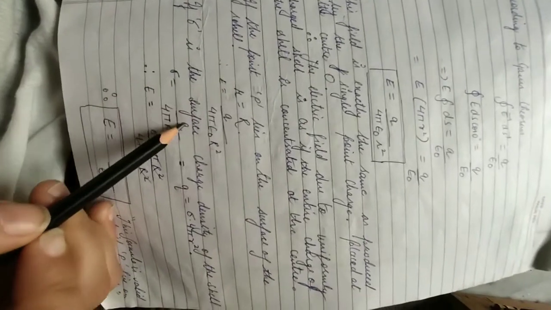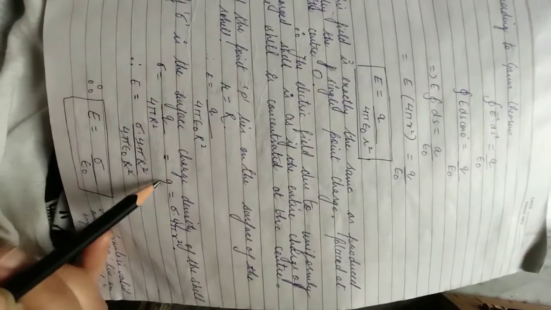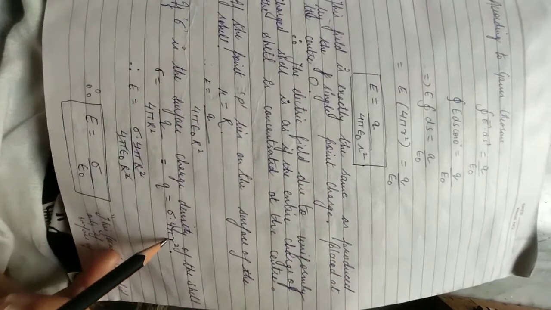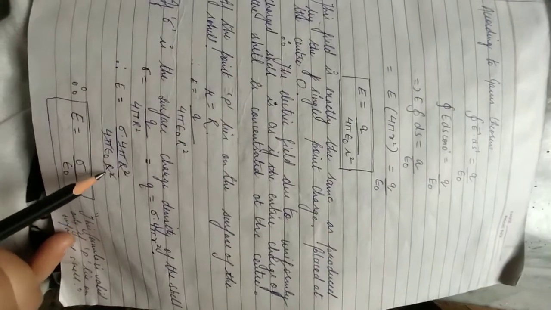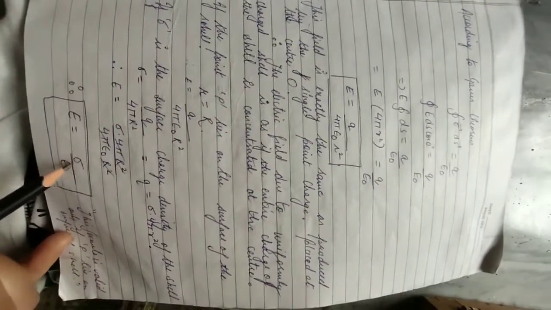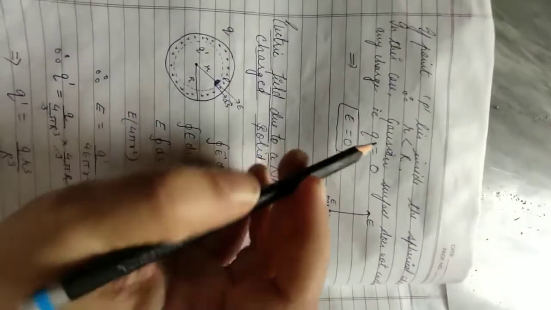We know that sigma is the surface charge density, that is sigma is equal to q upon 4 pi r square. It means the charge q is equal to sigma into 4 pi r square. E is equal to sigma into 4 pi r square upon 4 pi epsilon naught r square. E is equal to sigma upon epsilon naught, and this formula is valid when the point P lies on the surface of the shell, meaning both the spheres lie at the same position.